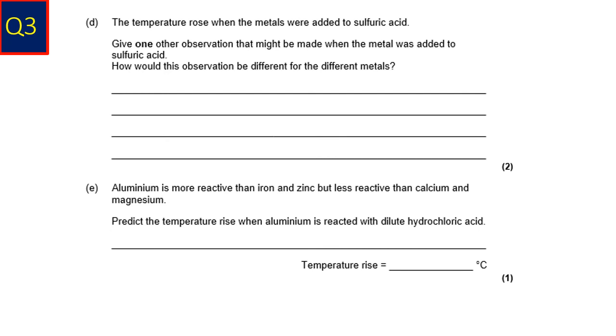Then finally, question E, aluminium is more reactive than iron and zinc, but less reactive than calcium and magnesium. Predict the temperature rise when aluminium is reacted with dilute hydrochloric acid. So use those other values in the table, look where it might be in that order. What kind of number will it be? They will accept a range of answers here, so don't fret too much.